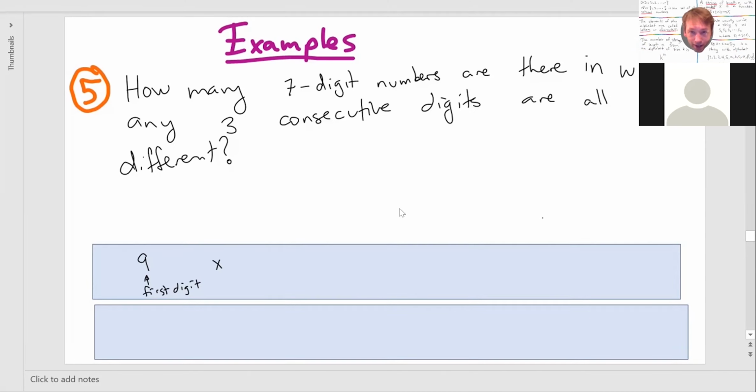How many 7-digit numbers are there in which any 3 consecutive digits are all different? Oh, wait a sec. And all digits. I think I've made the same mistake somebody did before. Well, let's just say all digits are between 1 and 9.